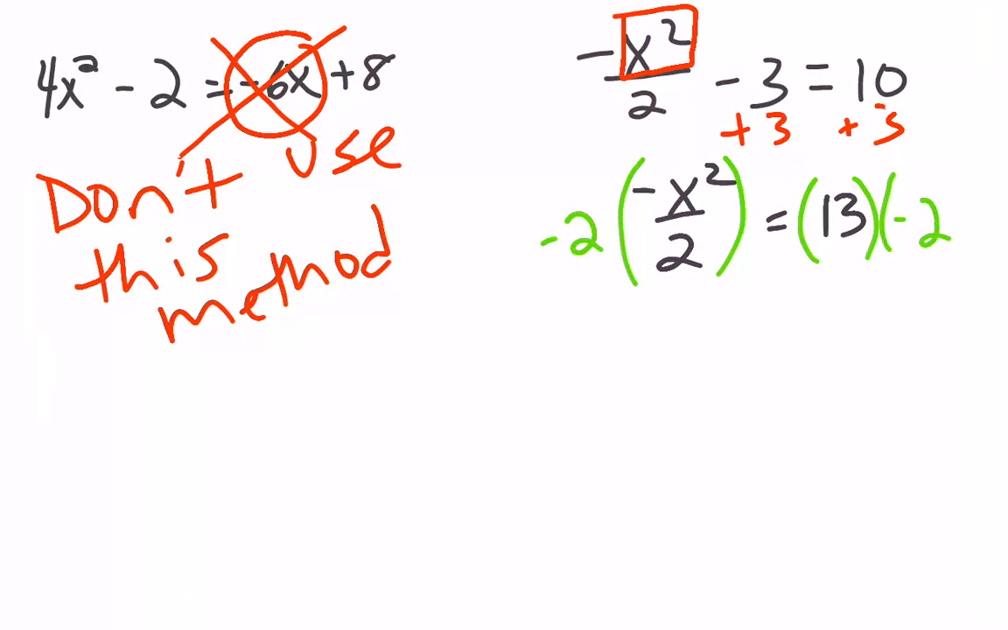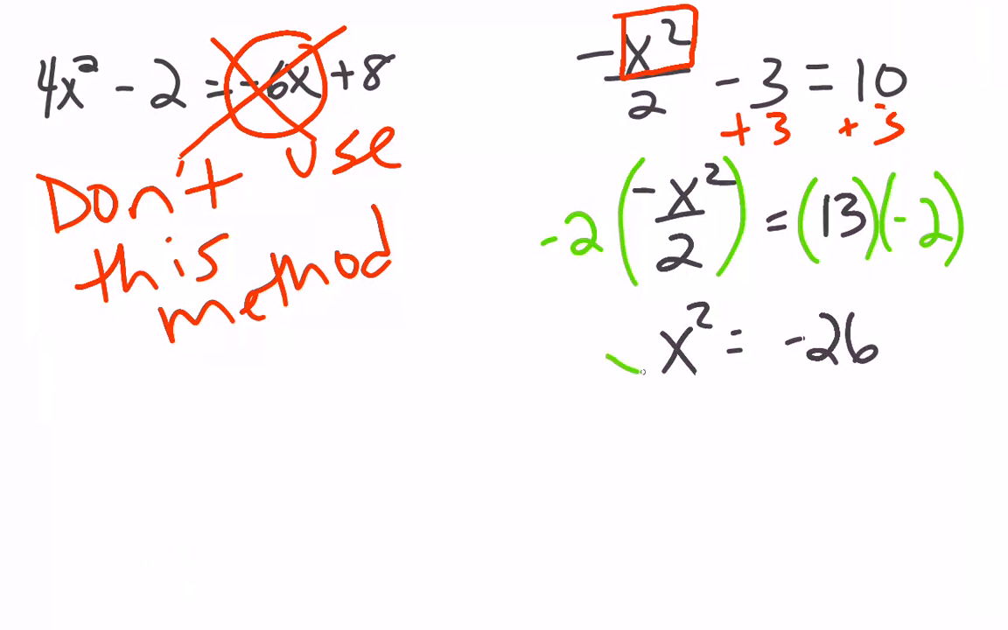I'm just going to double check I wrote down this problem correctly. Which I did. Okay, just seemed like weird numbers. Not that numbers can't be weird. So x squared equals negative 26.